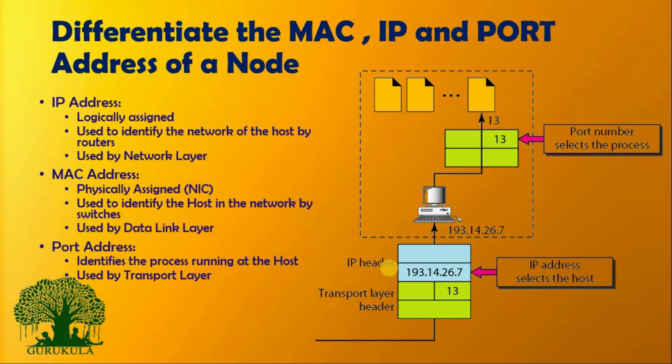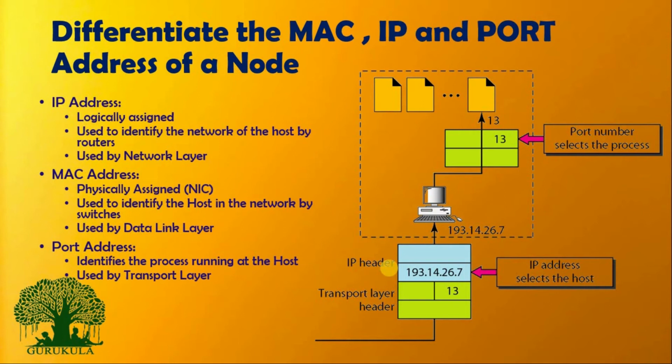and once after identifying the exact machine by using the MAC address, you will have one particular machine running different processes in it. So in order to identify the exact process to which my packet has to be delivered, I need another identifier, and that is what we call a port address. Your port address actually identifies the process which is running at the host. This particular address will be used by the transport layer.